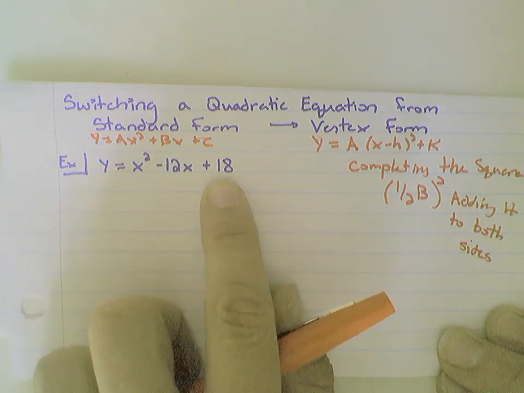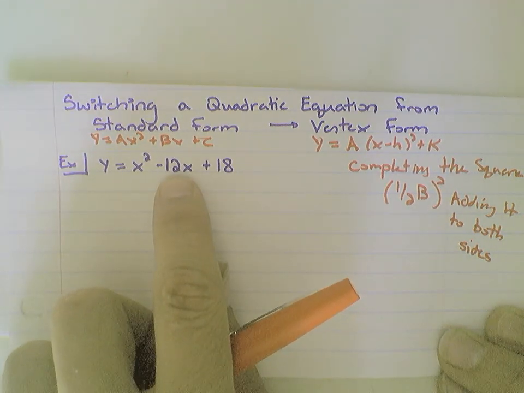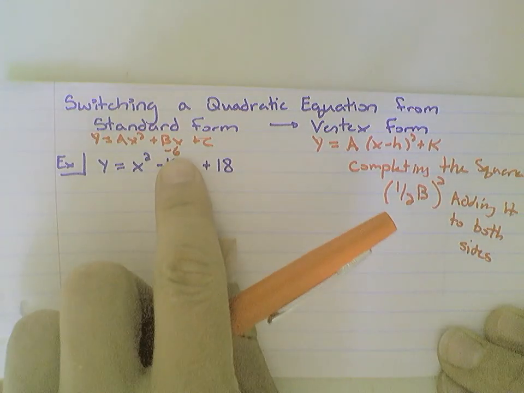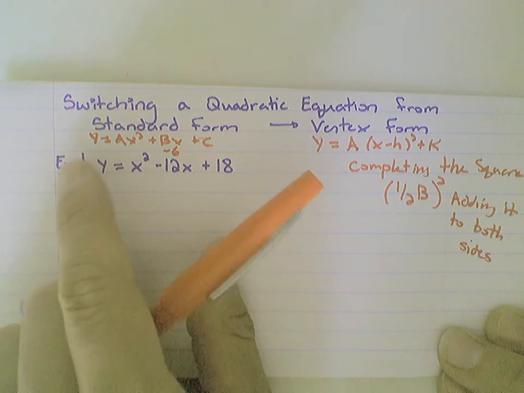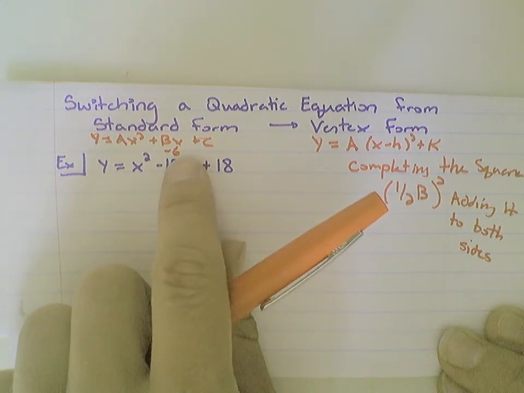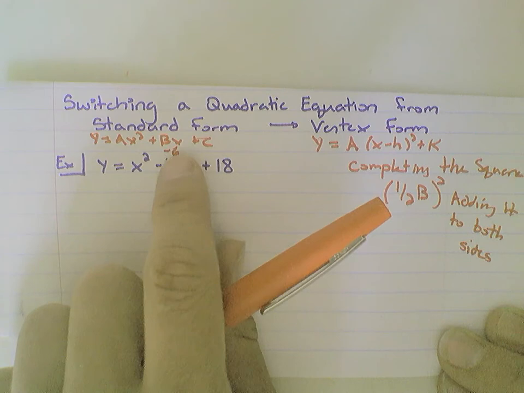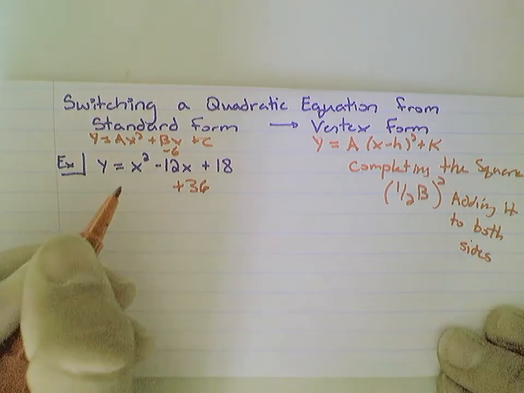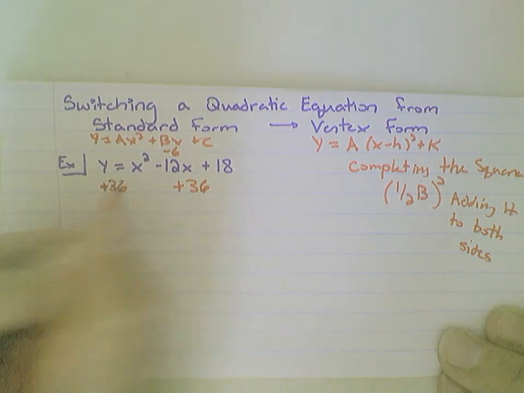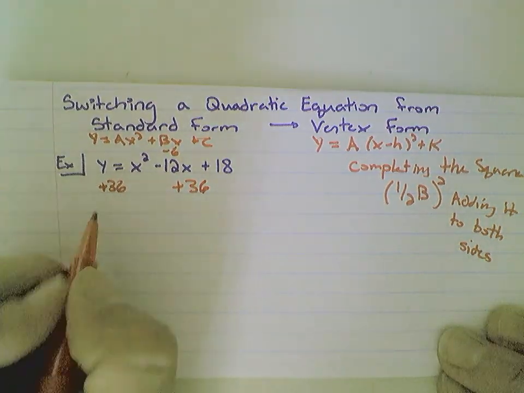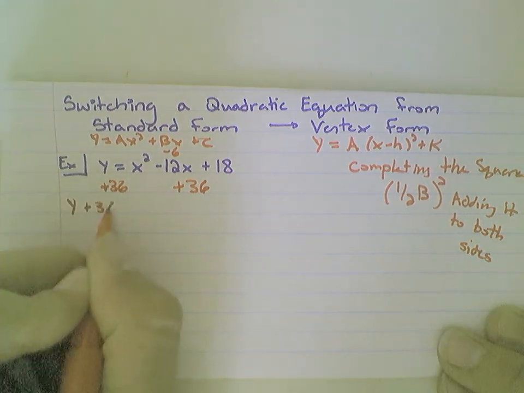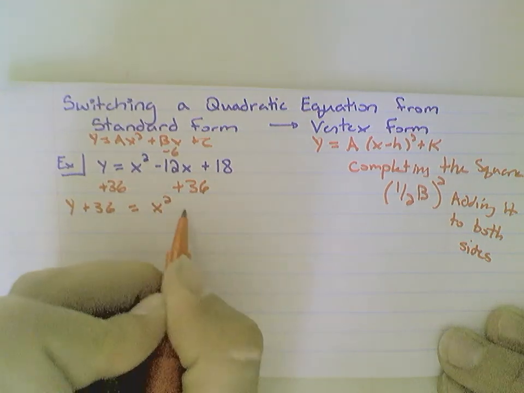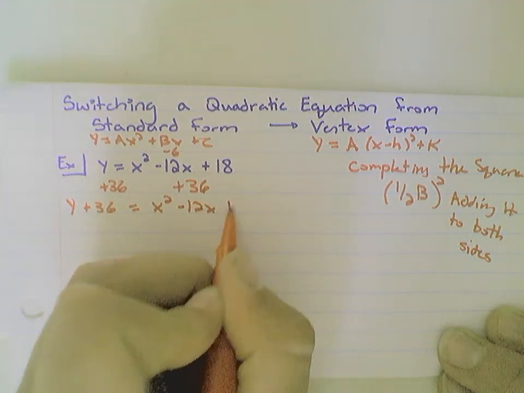So to complete the square, once again, I'm going to take half of the middle term. Half the middle term in this case is negative 6. I then want to square that number and add it to both sides of the equation. If I square negative 6, I get 36, and then I want to add that to both sides. So I add 36 to the right-hand side, and I add 36 to the left-hand side. On the left-hand side, that's going to give me y plus 36, and on the right-hand side, I'm going to get x squared minus 12x plus 36.